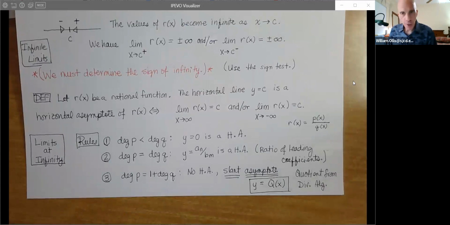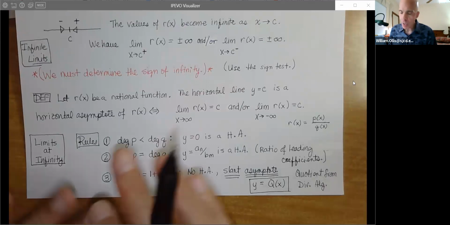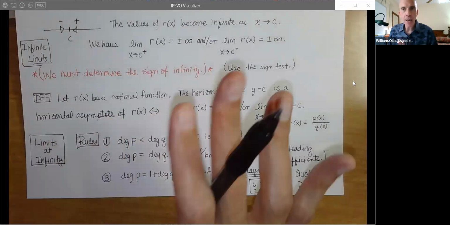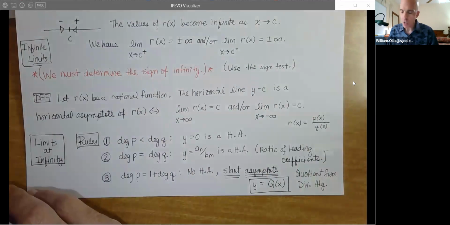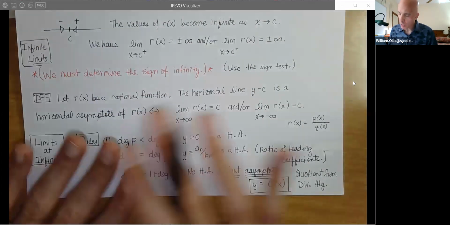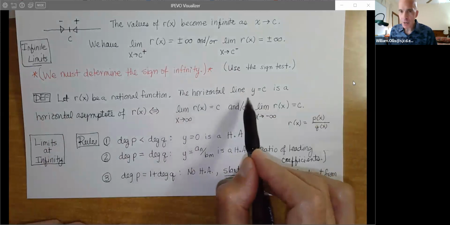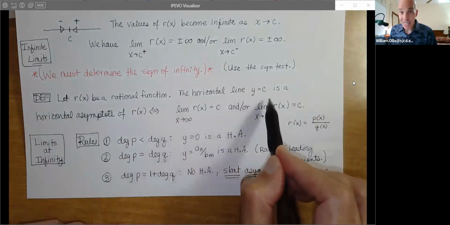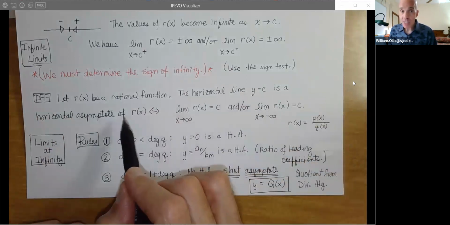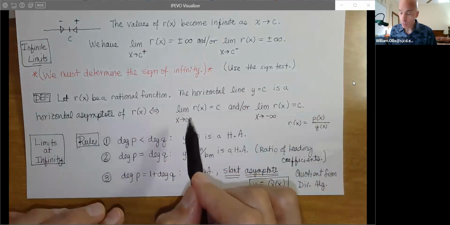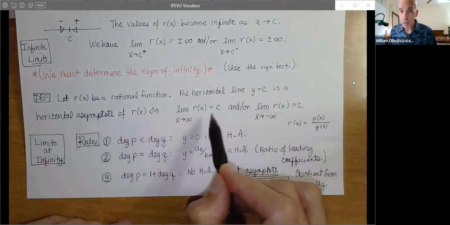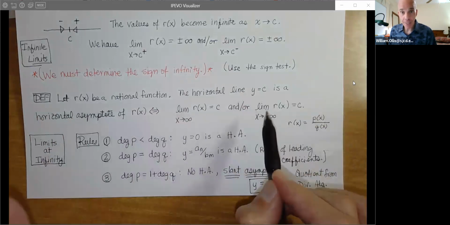Now, this is another thing that you did in college algebra, and it does require calculus techniques, but we're going to focus on the very intuitive ideas here and then wait to calculus to actually prove some of this. So again, we're going to start with a rational function, and we're going to say the horizontal line y equals c is a horizontal asymptote of r of x if and only if. So we could have one or both. We have to have at least one.